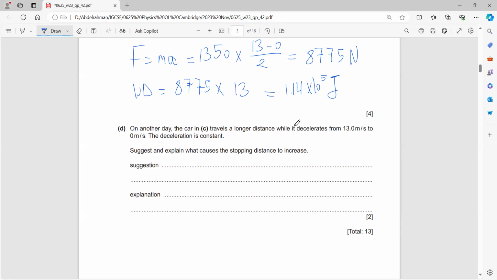I'll tell you a very famous logical reason. If the floor was wet, okay, wet surface. Why? When the surface is wet, there is less friction between the tires and the surface. So when there's less friction, it will take more time or a longer distance for the car to stop.